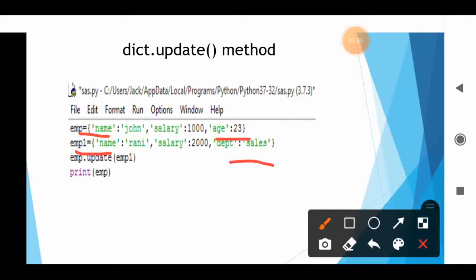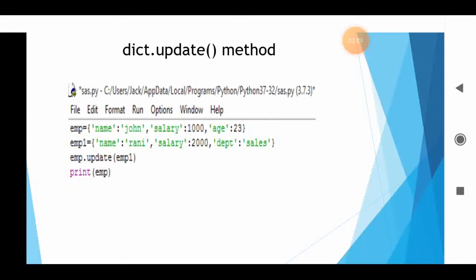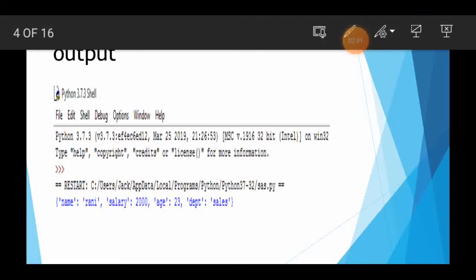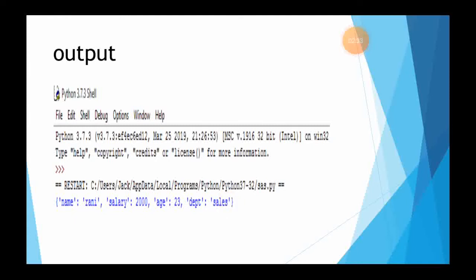Now I am going to update the emp dictionary, the first dictionary, with emp1, the second one I have created. So the second dictionary is going to update the first dictionary. Now what is the next statement? Print emp, so I am going to print the first dictionary's value. Let us see the output. What is the output? Name, salary, age, department. Can you understand this?